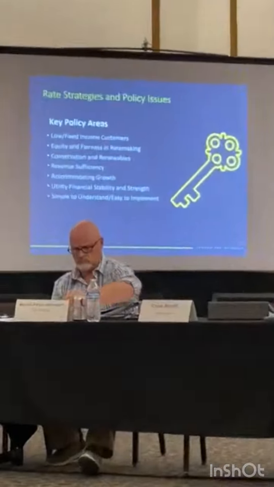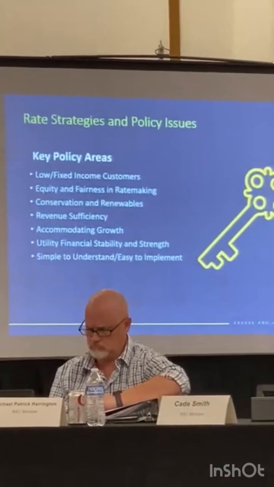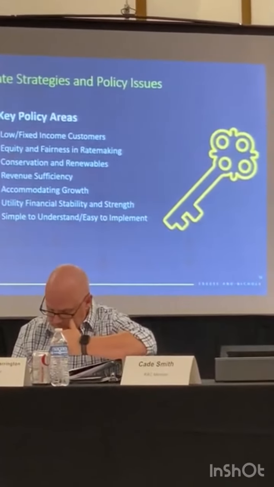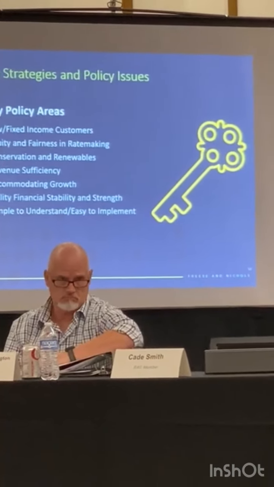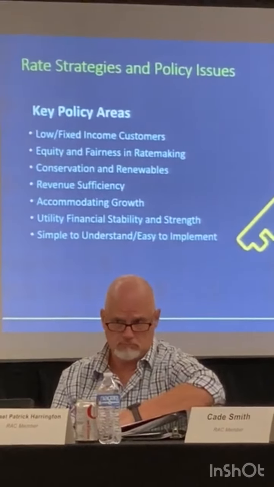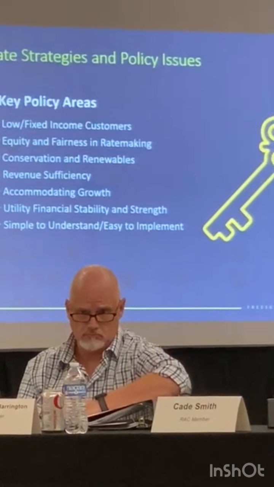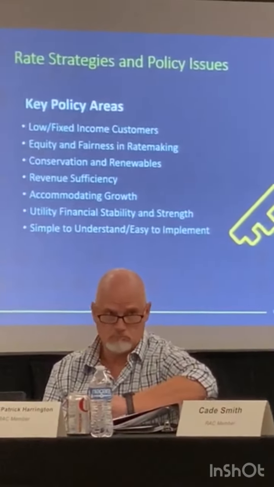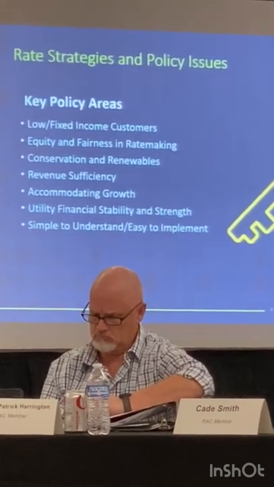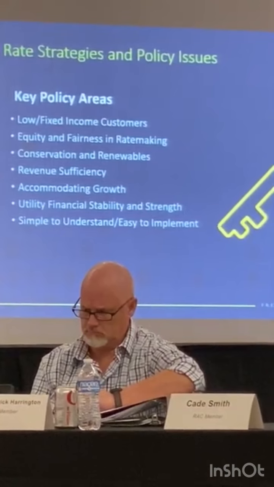These are probably the key policy areas, the common things that we see coming up on every one of these studies. Your low fixed income customers, without a doubt, this is one of the biggest hotspots that comes out of this whole process: how do you deal with that? How do you work through this process? And how do you work them into the mix? Equity and fairness in rate making. Is everyone paying what they should be paying? Conservation, renewables, revenue sufficiency, how are we addressing growth? Then what is our approach to keeping the utility financially stable? And then whatever we recommend, is it something that's easy to understand?